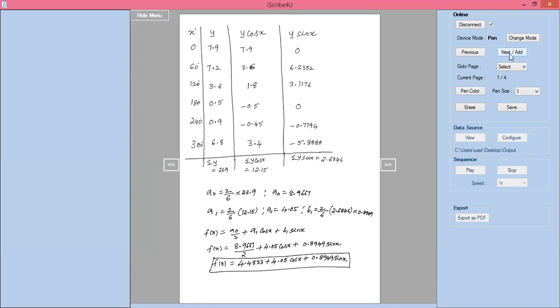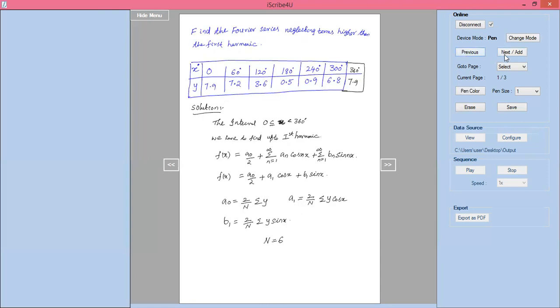So that is up to the first harmonic. This way we'll find it. They'll give both values, 0, 360 or 0, 2 pi. Any one value you have to consider. I already told you that in harmonic analysis, the interval should be half open, half closed. That's the way I've written this in the black color pen. You should not consider 360.